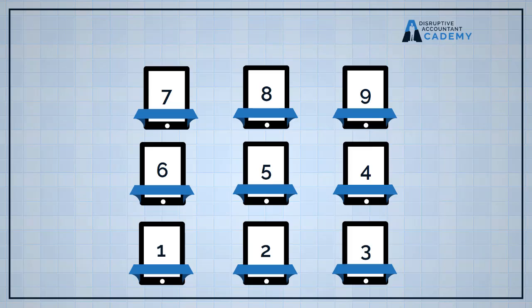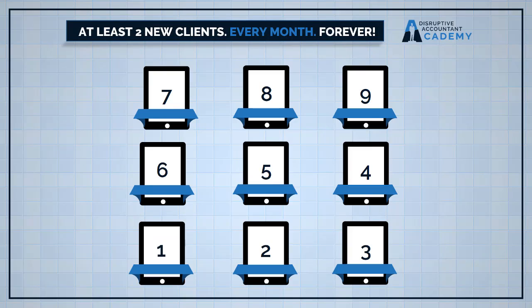This one-page system will allow you to get at least 2 new clients every month forever. When you implement it, of course. So that's a minimum of 24 new clients every single year as long as you take action. Now there are 3 main steps, and then each of these main steps is broken down into 3 smaller steps, and those are the blocks that you see numbered 1 through 9.